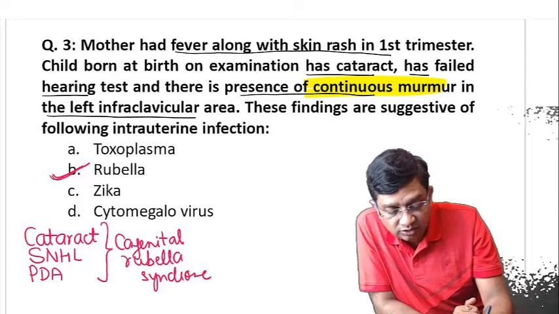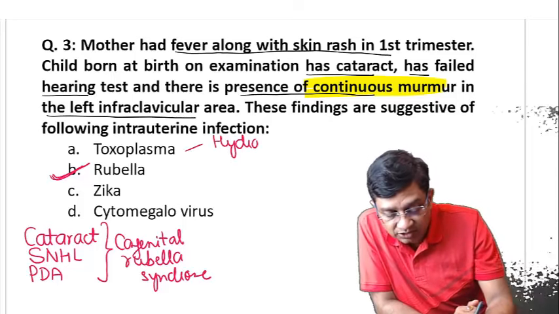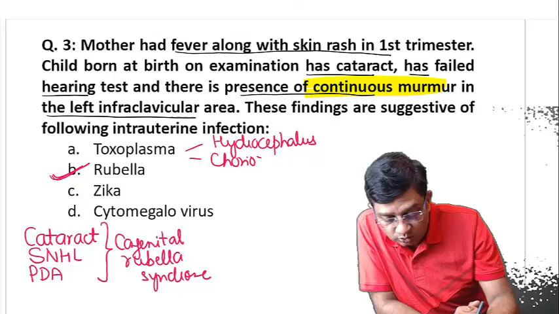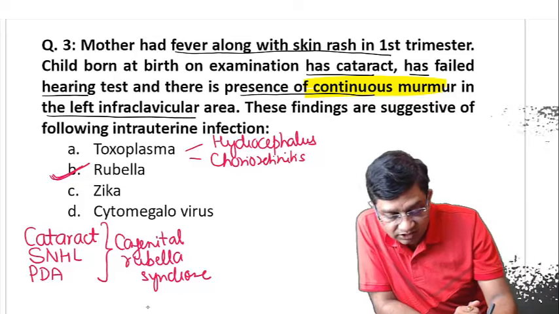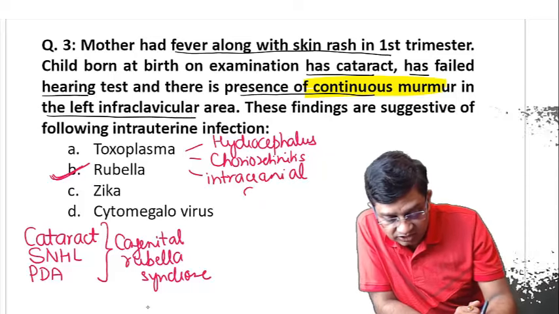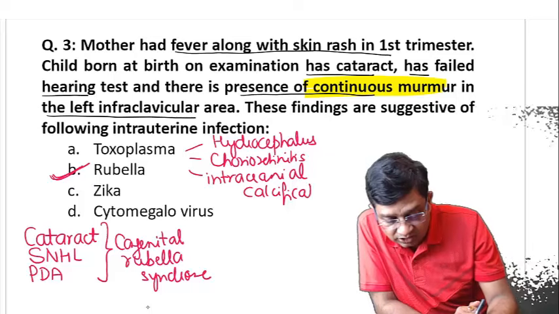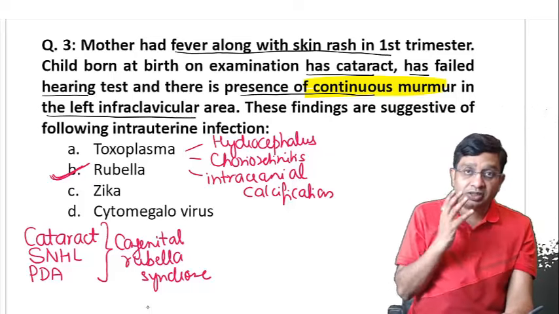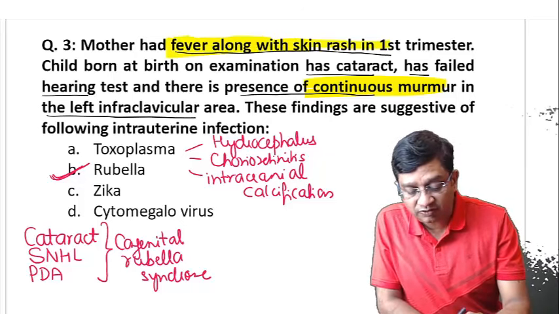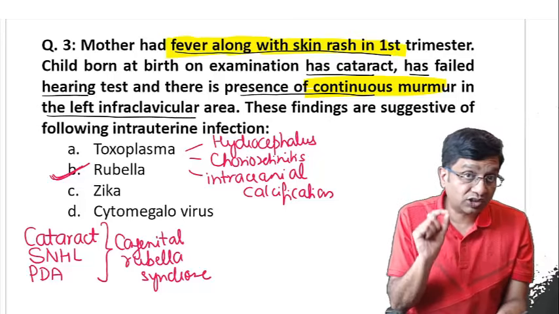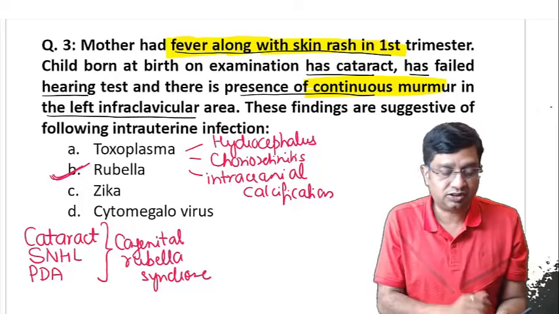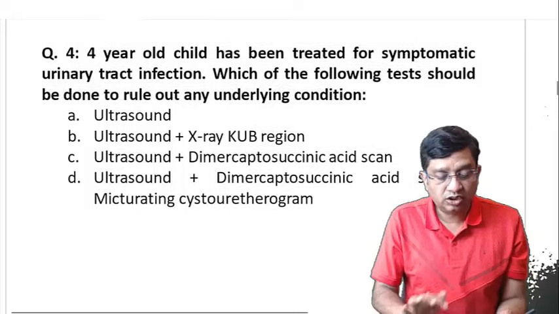If you see the findings in toxoplasma, there is hydrocephalus, chorioretinitis, and intracranial calcification. This is the triad you get in toxoplasma. So remember the triad of toxoplasma, remember the triad of rubella, and in rubella the mother will always have fever along with skin rash in the first trimester, at the time of organogenesis. So the child had the anomalies. Moving on to the next question.